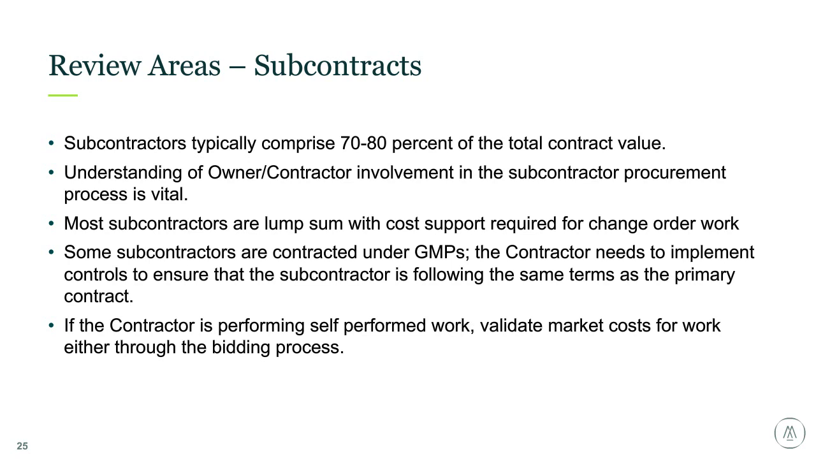If the contractor is performing self-perform work, you've got to validate market competitiveness through a well-documented bidding process. If they're doing the self-perform work, preferably they're doing it under GMP type conditions, not lump sum, so that you can quantify any overages. I'm seeing more and more fixed price self-perform contracts, which really limits the owner's tools to prevent and identify excessive charges.